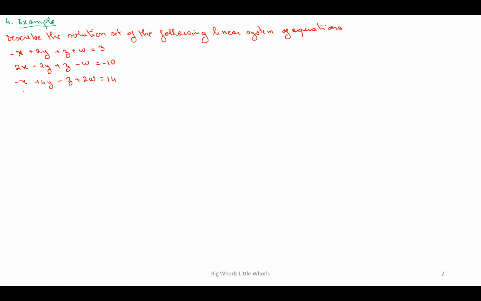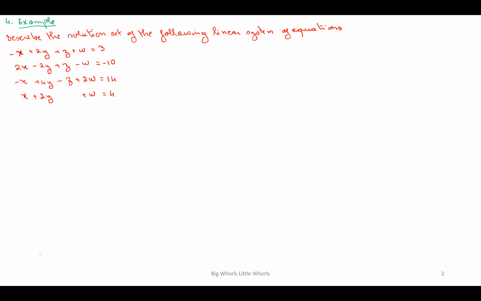Okay, and finally x plus 2y plus w equals 4. Let me check just to make sure that I have everything right. X, okay, well, yes, that's good. Okay, good. Let's just double check before we start the computation. Okay, and x plus 2y plus w equals 4.